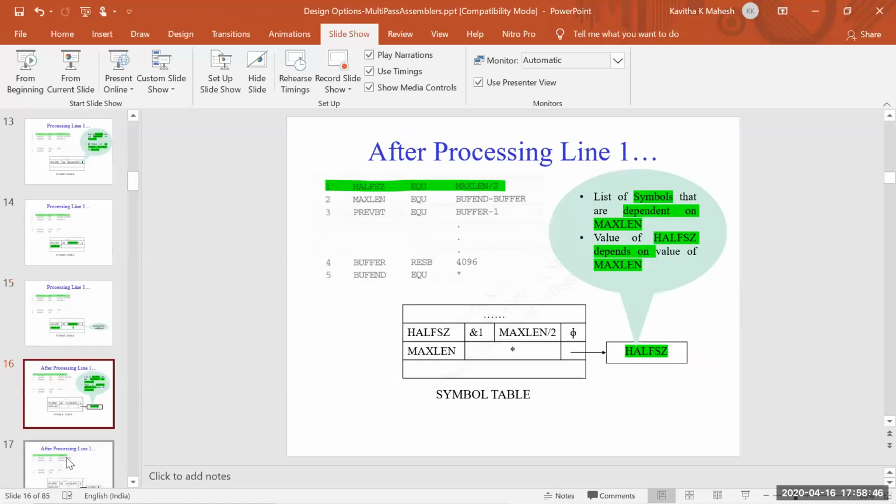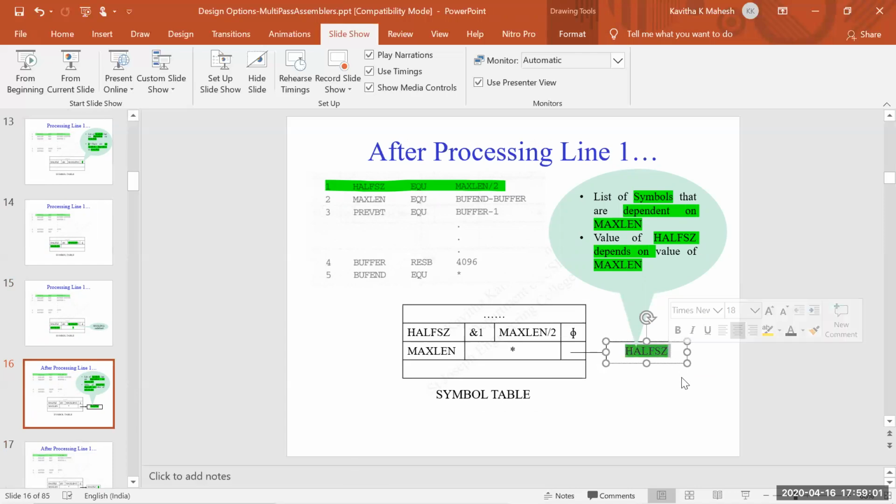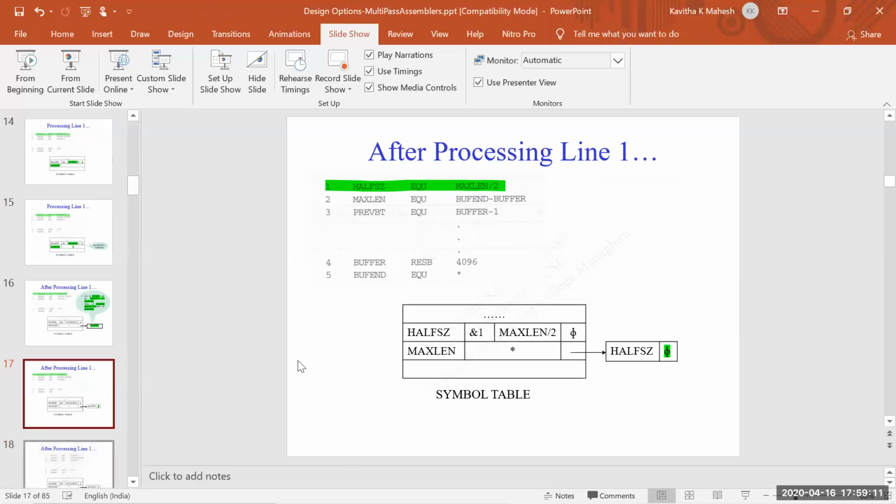I show it in the following slide. So we have entered maxlen also into the symbol table. We have flagged it, indicating that the value is unknown. Also, to the list of symbols that are dependent on maxlen, we have added one symbol, that is offset. Now, are there any more symbols which are dependent on maxlen as of now? We don't have any other symbols that are dependent on maxlen. So the list can now be terminated. There are no further symbols that are dependent on maxlen.